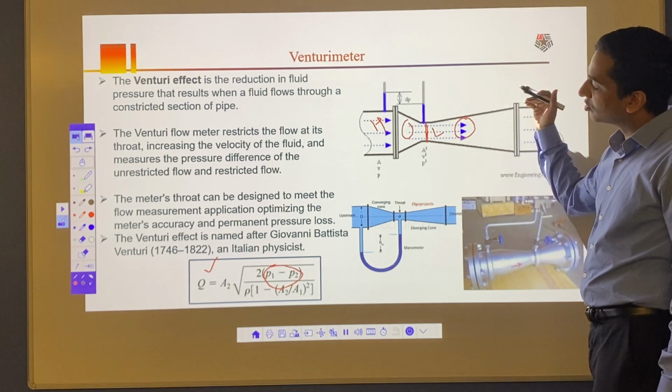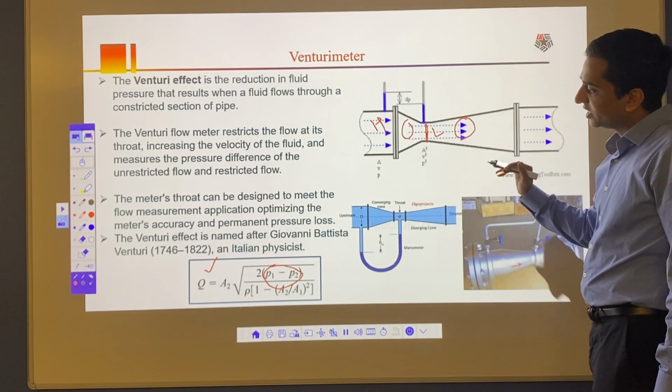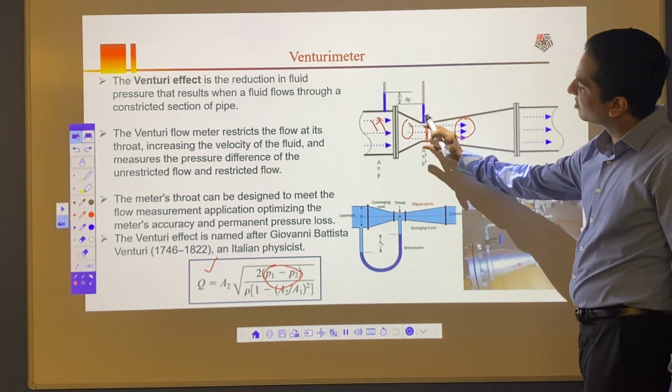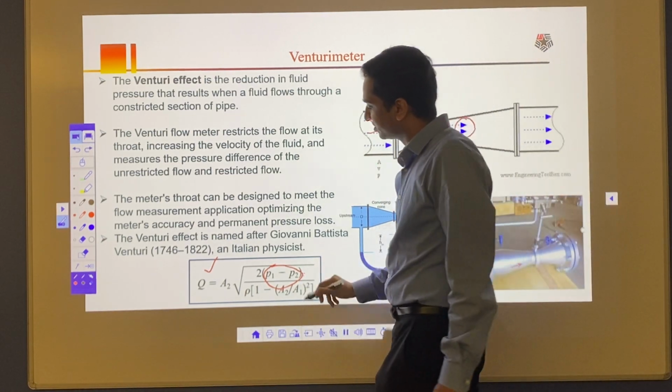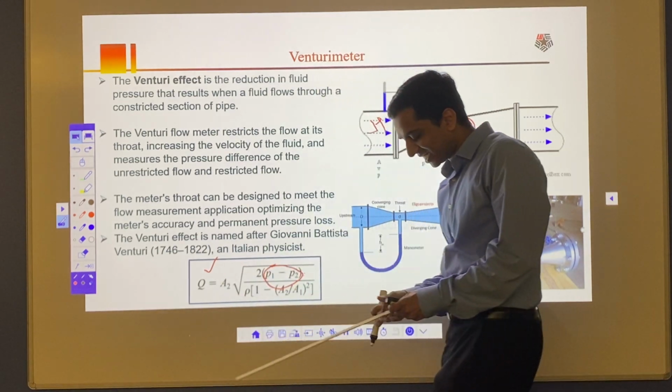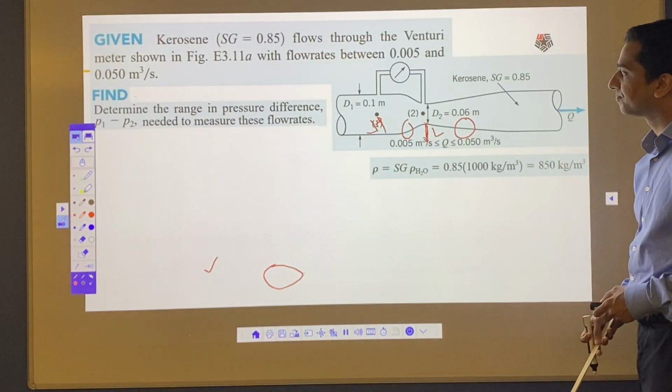So altogether, whether it's an orifice meter, nozzle meter, or Venturi meter, the idea is simple. They have some kind of obstruction, because of which you create this pressure difference, high and low pressure, measure that pressure difference here and then calculate flow rate, and that's how these devices work.